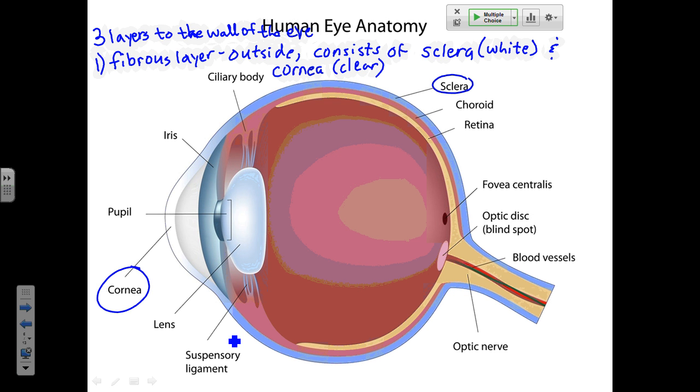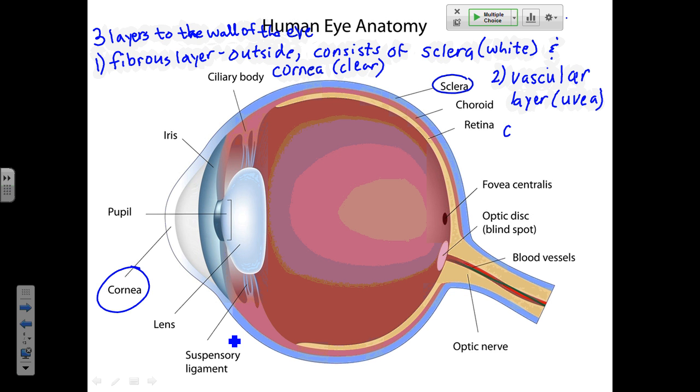The second layer, I'm going to write it over here. The second layer is called the vascular layer. This is also called the uvea. Is that how you say it? Y'all didn't cover this in A&P? Y'all don't remember. Is that right? Uvea. All right, so the vascular layer, and this consists of several things.